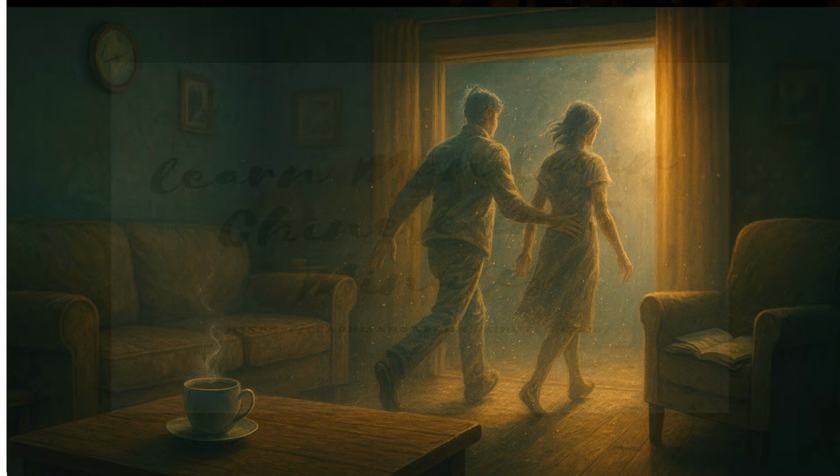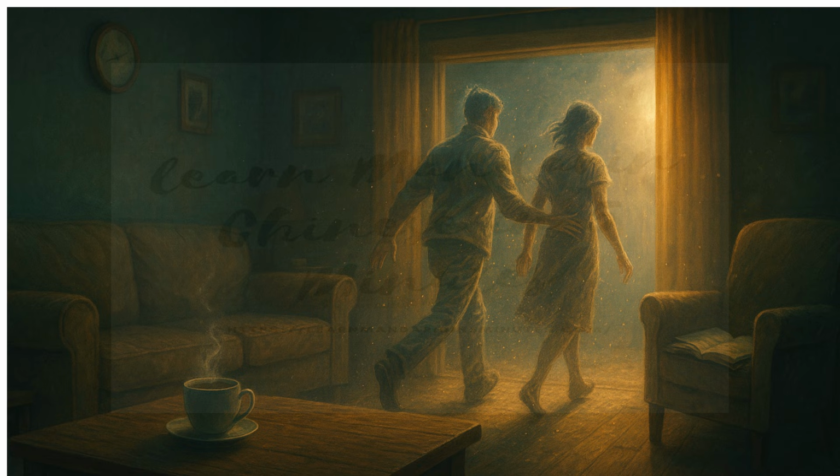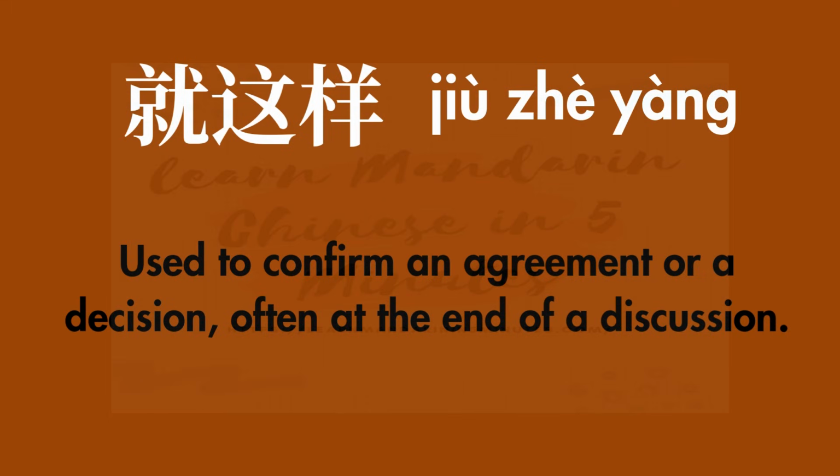The phrase 就这样 makes it feel like the disappearance happened suddenly, unexpectedly, or without explanation. The speaker often uses it to emphasize surprise, drama, or mystery. 就这样 can also be used to mean that it's settled then or it's decided. It's used to confirm an agreement or a decision, often at the end of a discussion.